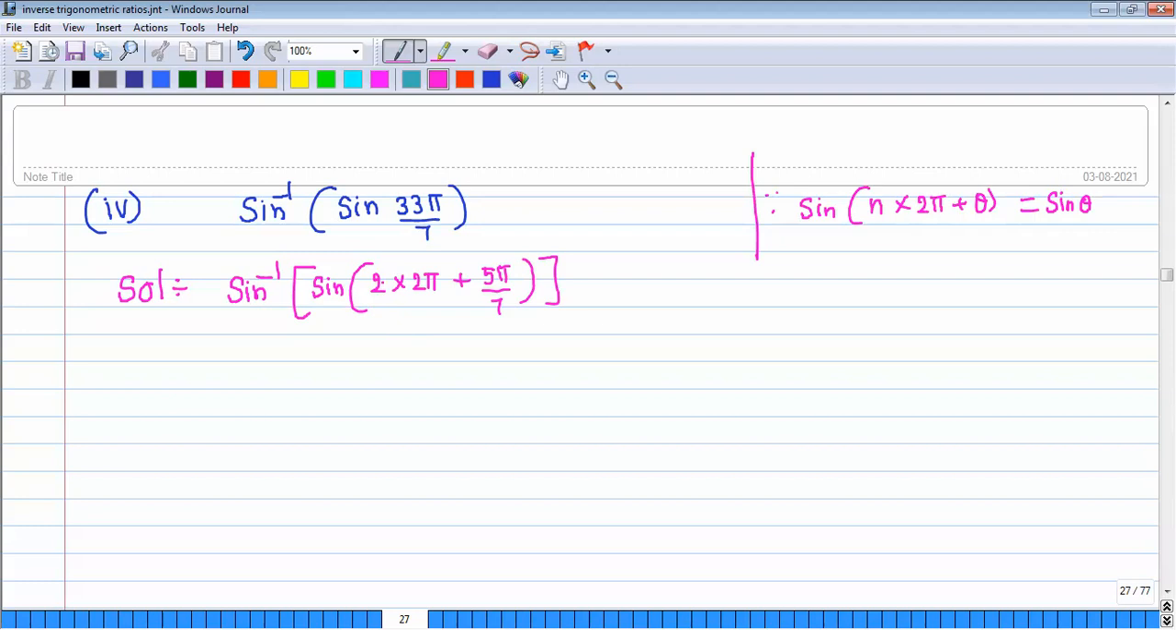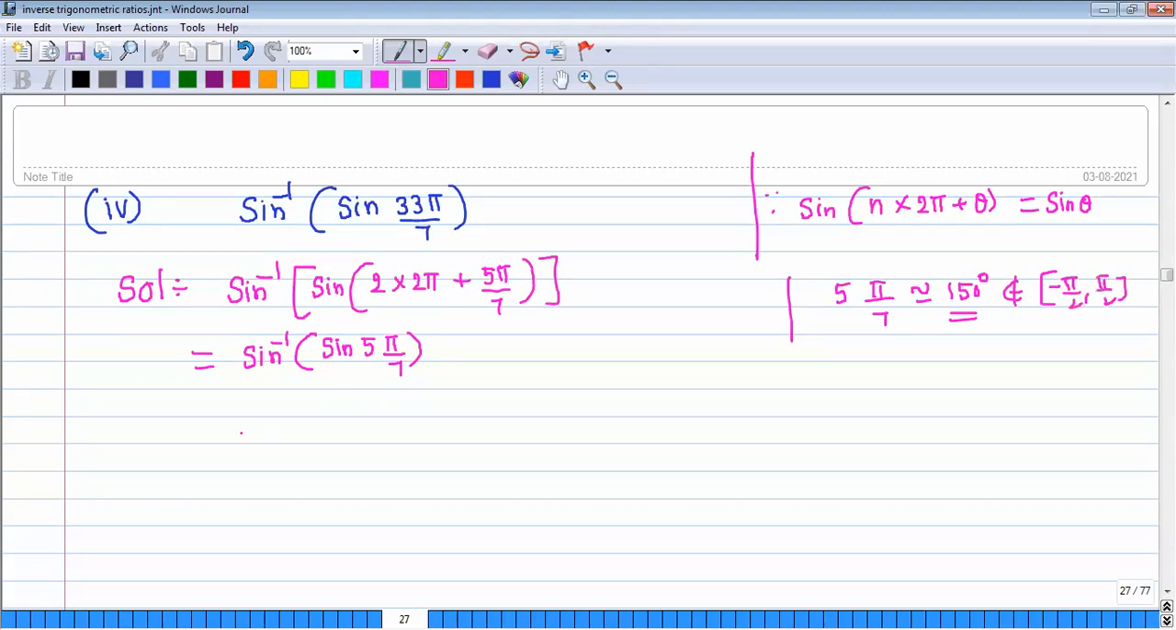So using this, n means here 2. N into 360 plus theta. Theta means pi by 7. So this we can write sine inverse of sine 5 pi by 7. Again 5 pi by 7 is approximately equal to 150 degrees, since pi by 6 is 30. But 150 degrees does not belong to minus pi by 2 comma pi by 2.